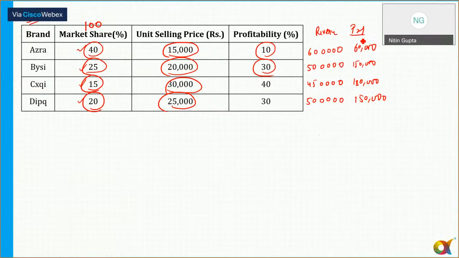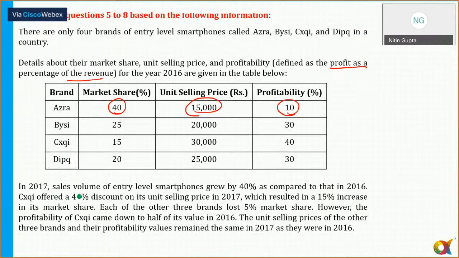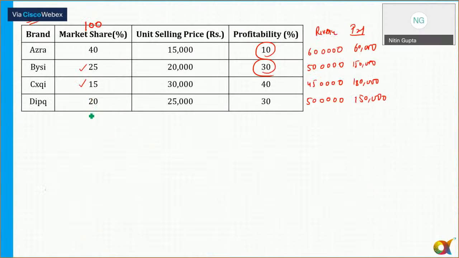Okay. Now let's talk about the year 2017. For 2017, I'm going to write down the values here. In 2017, the sales volume of entry-level smartphones grew by 40% as compared to that in 2016. In 2016, I have assumed that the total number of units is equal to 100. So in 2017, it is increased by 40%, so it will become 140 here.